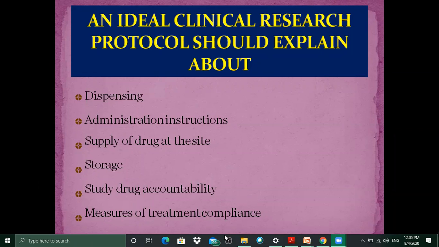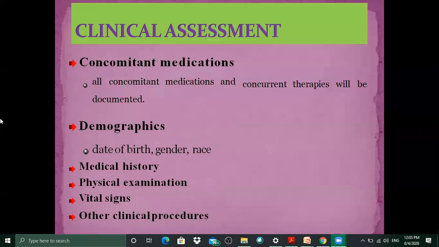Then measures of the treatment compliance, like what all treatment के बारे में क्या क्या compliance तुम follow करने वाले हो, ये सारा बहुत important है. Then clinical assessment, concomitant medication, all concomitant medications and concurrent therapies will be documented. Very important, documentation for all concomitant medication, in the sense this subject 2 had a headache, okay, for that we gave the concomitant medication as Combiflam, okay. So very important, Combiflam कौन से कंपनी का था, कितना डोसेज था, यहाँ तक के डिटेल्स तुम्हें लिखने पड़ते हैं.